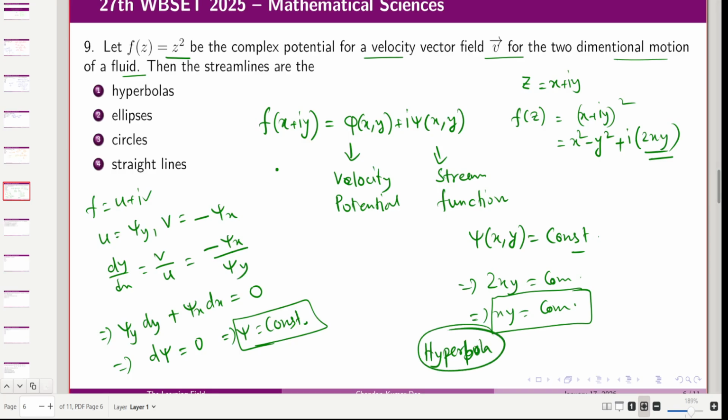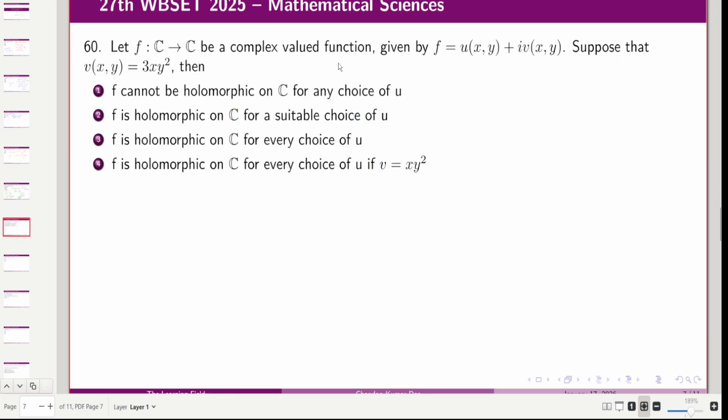Hyperbola or rectangular hyperbola, fine. So the answer is option 1, hyperbola. Next question. This is a very classical question of complex analysis that many times comes in the CSIR NET exam.